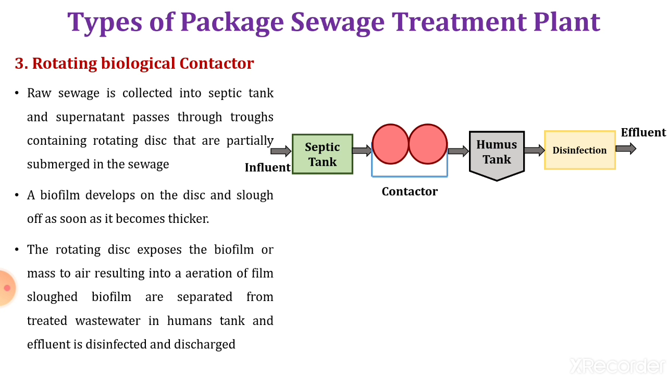During all this procedure, the biofilm will start forming on the rotating disc, and thereby the wastewater is treated by the microorganisms present in the biofilm. As the film gets thicker, it starts sloughing, and then all the sloughed material and the treated wastewater is taken to the humus tank, where the sludge gets separated, and the treated effluent is disinfected and discharged safely.